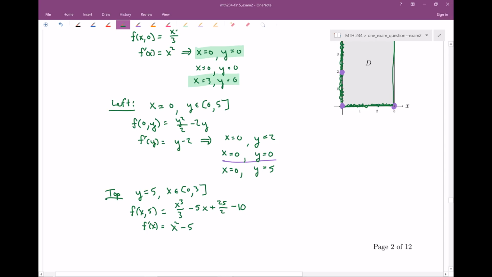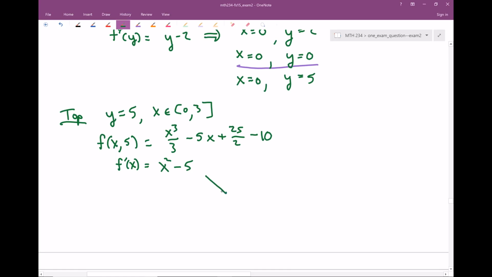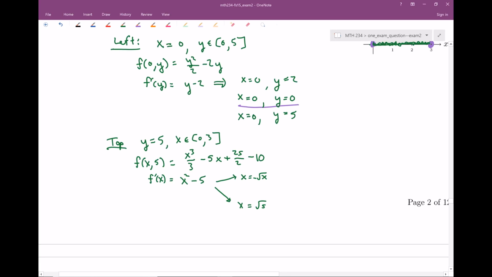And so therefore, we have a critical point when this is 0 or undefined. So that's going to be when x is equal to the positive square root of 5, or when x is equal to the negative square root of 5. Now, on our boundary here, remember, x is ranging between 0 and 3. So negative square root of 5 isn't going to be in the domain. So we exclude that one.